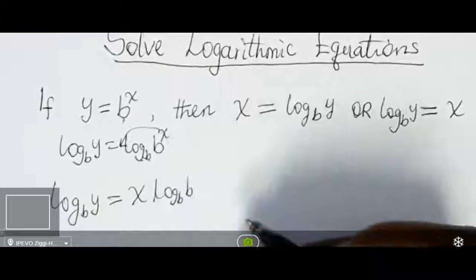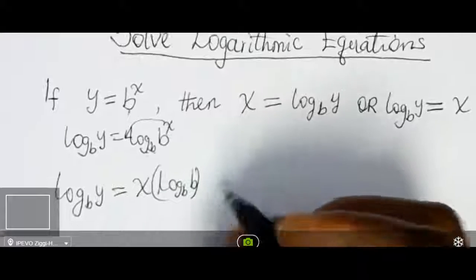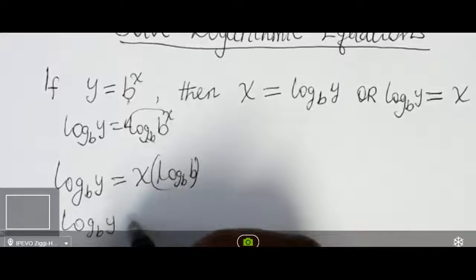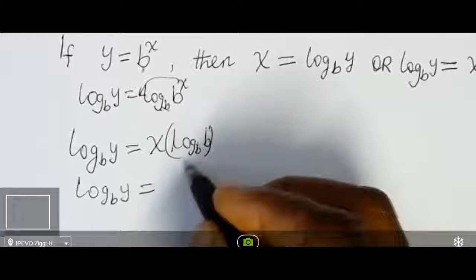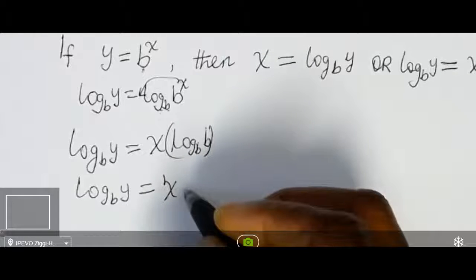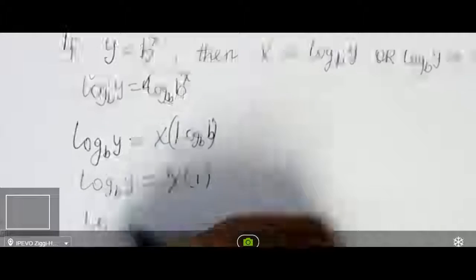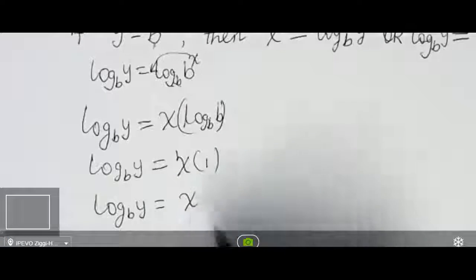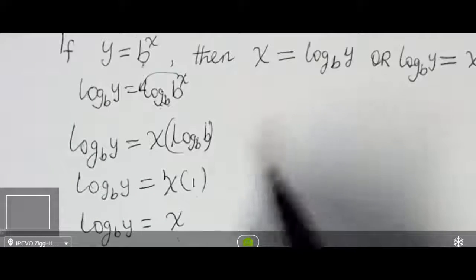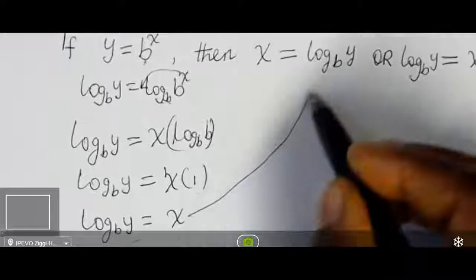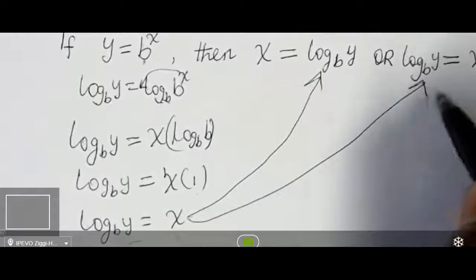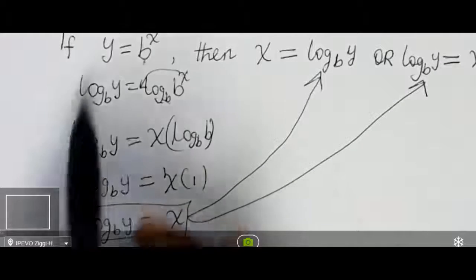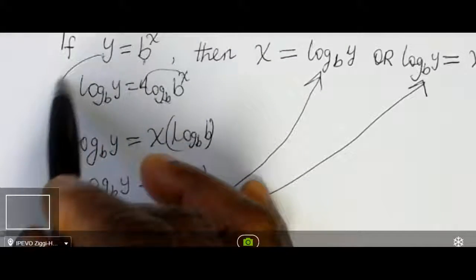So that equals x times log base b of b, and this log base b of b is 1. So this is x times 1, and x times 1 is x. So that's it. You look at that, then you look at this, and they are the same thing. That's how that came to be. So these two expressions or equations are equivalent.